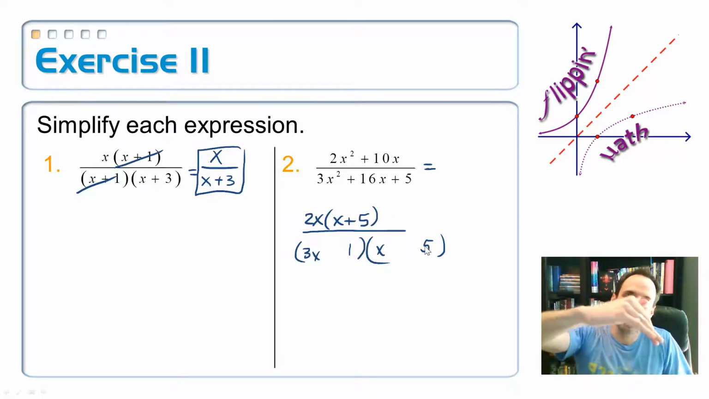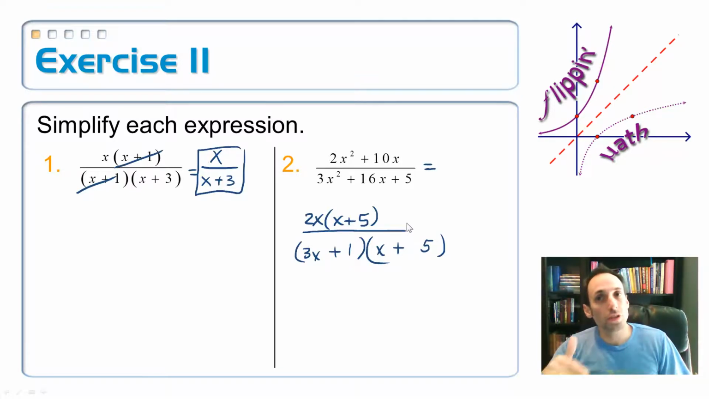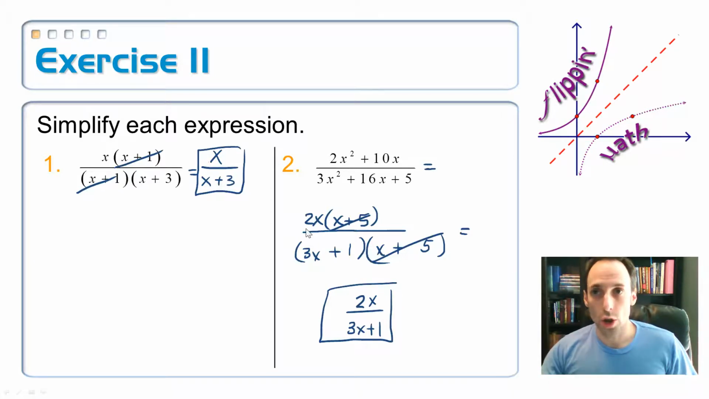Let's see if that works out. On the outside I'd have 15, on the inside I'd have 1. Those add up to 16. So yep, little cheats like that will help you out. I can cancel the x plus 5s, and I'm left with 2x over 3x plus 1. Does anything else cancel? No.